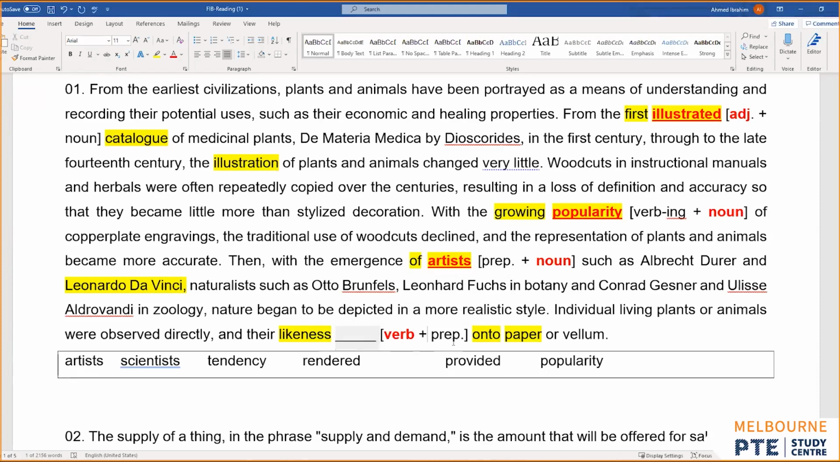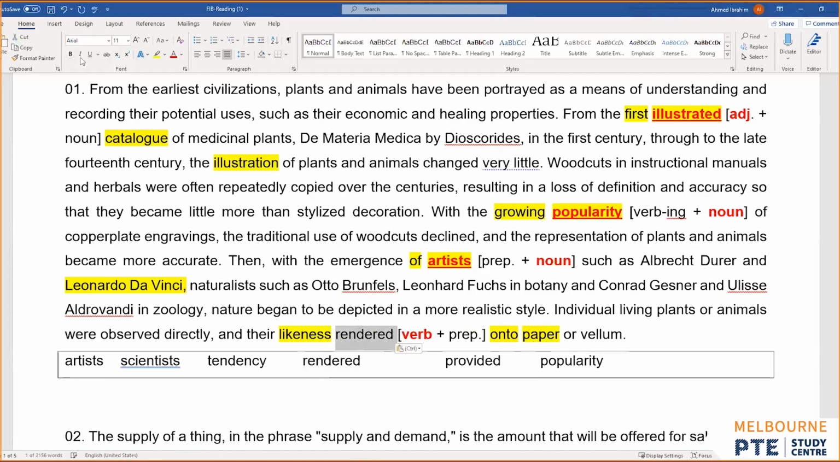Okay. Now, last line. Their likeness dash onto paper or vellum. What will come in here? You're looking for a... Provided, okay. Read this sentence. Likeness provided onto paper or vellum. Does it sound appropriate? Likeness. Tendency. No, it's actually rendered. Rendered.